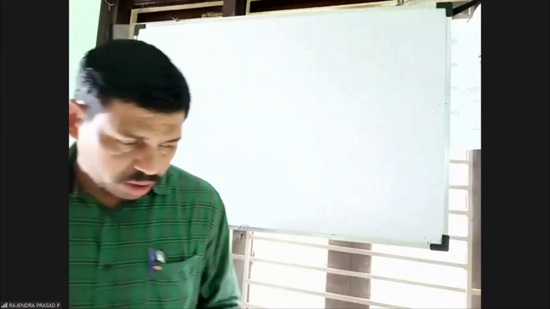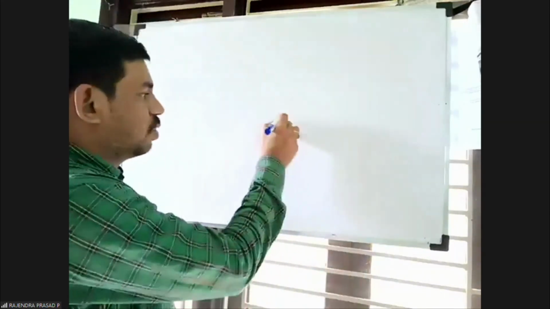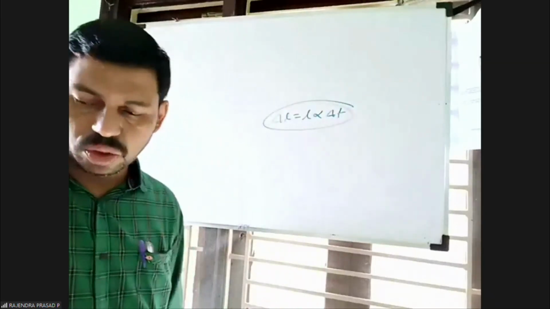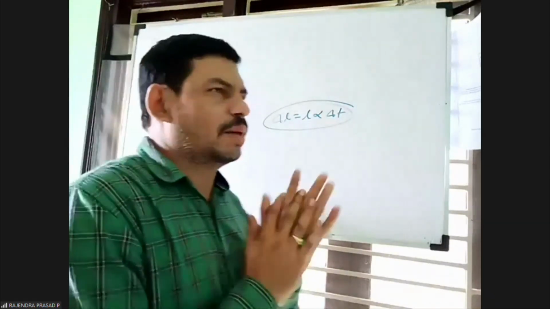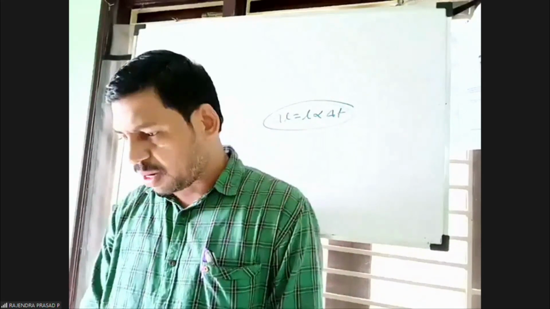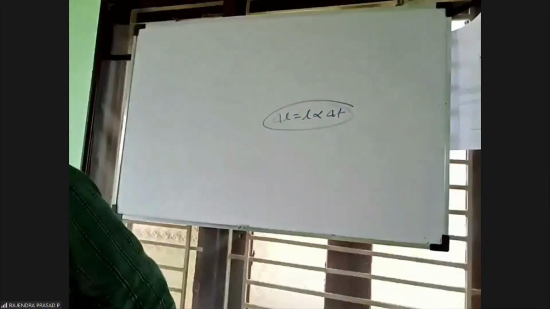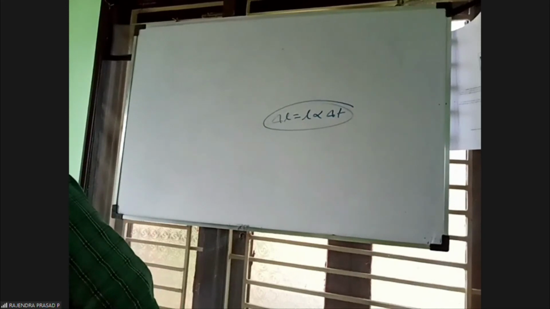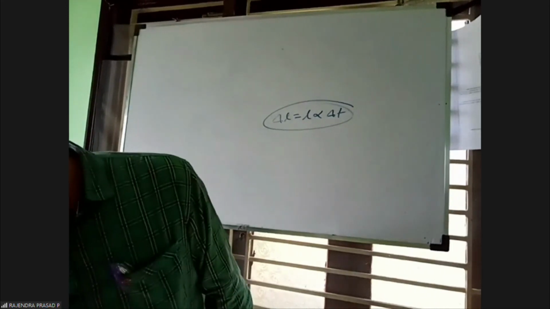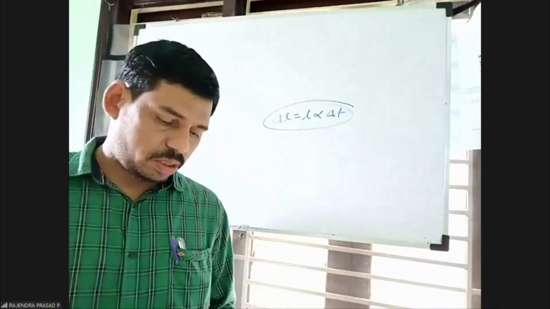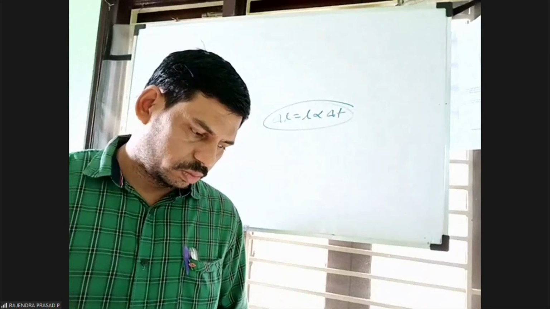Next one: general applications of solids. Railway tracks: delta L equals L alpha delta T. This is the general applications. Maximum general applications of solids are covered.